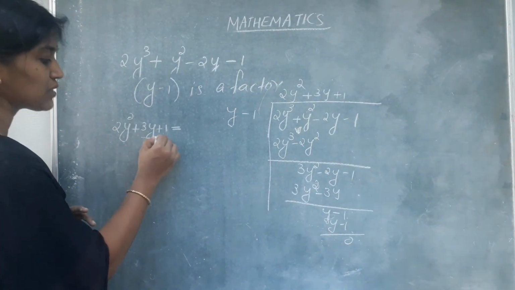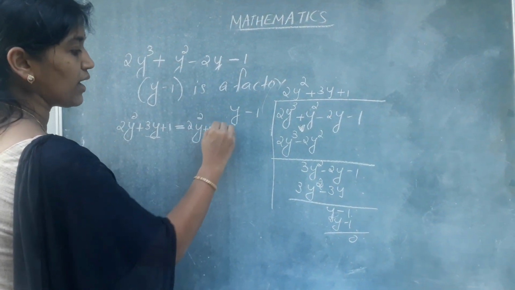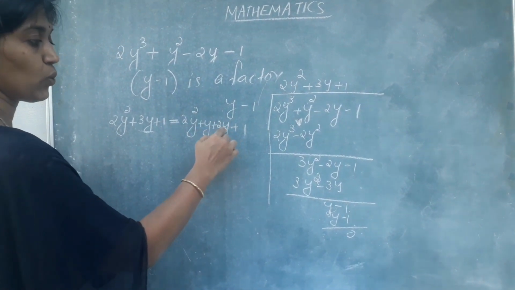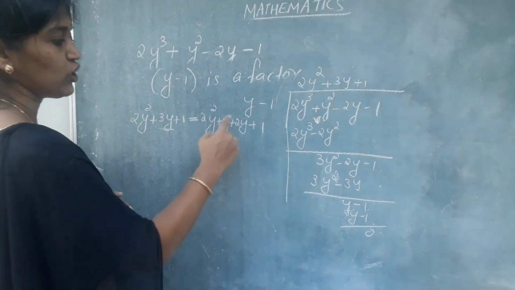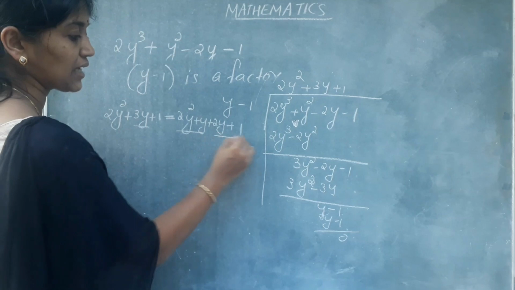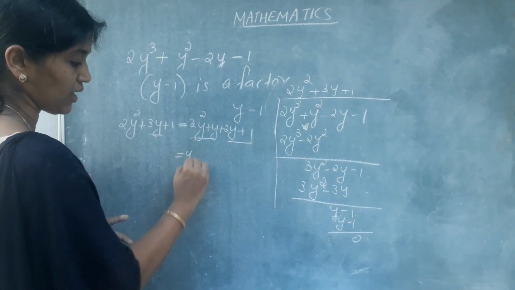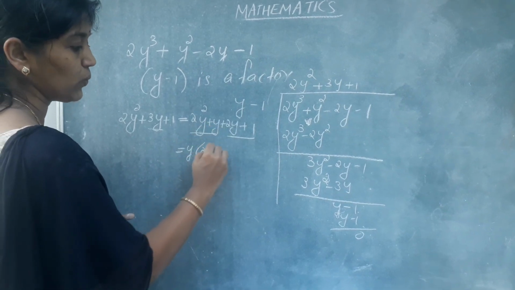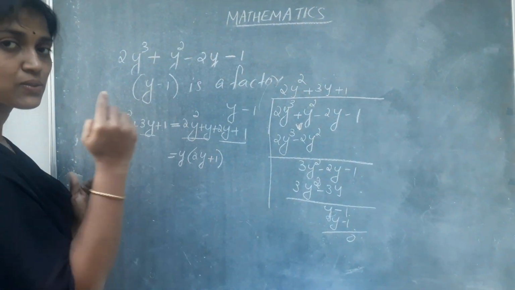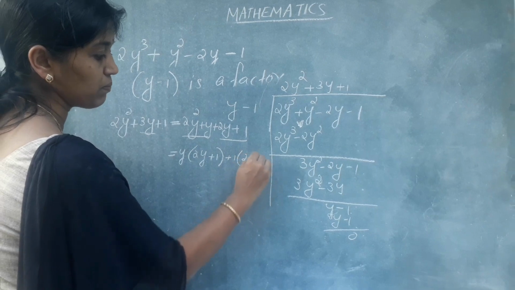So using those numbers, we will split the middle term, that is 2y square plus y plus 2y plus 1, that is y plus 2y is 3y, 1 into 2 is 2. So what is the next step? We have to pair and take the common outside. So what is common in both? Y is common, take y outside. Now left 2y, here it is plus 1. Again from this 2, nothing is common, which means we have to take 1 outside, and it is positive, plus 1, it is 2y plus 1.